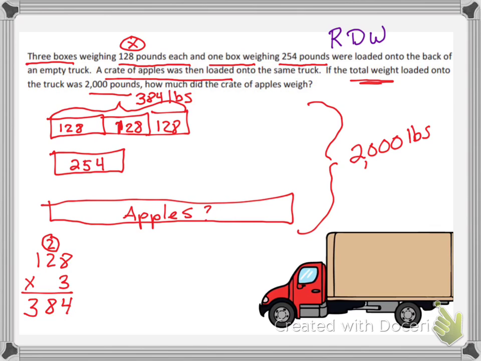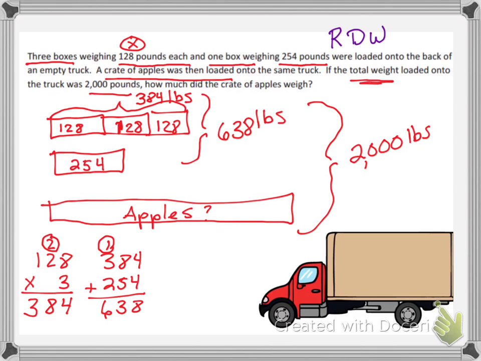But then we also now have 254 pounds. So what is this part combined? So we need to add that up. 384 plus 254. 4 plus 4 is 8. 8 plus 5 is 13. 3, carry the 1. 3 plus 2 is 5, plus this 1 is 6. So this is 638 pounds. Well, that's basically saying 638 plus apples is equal to 2,000 pounds.